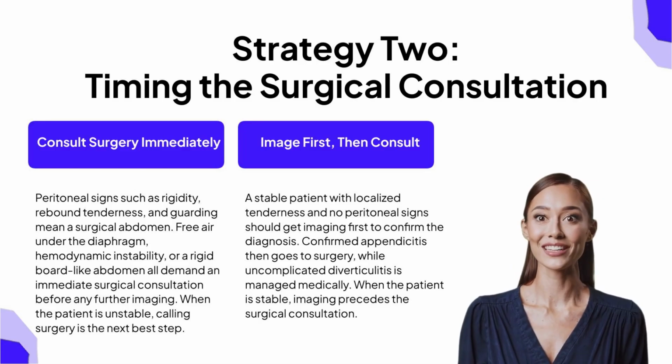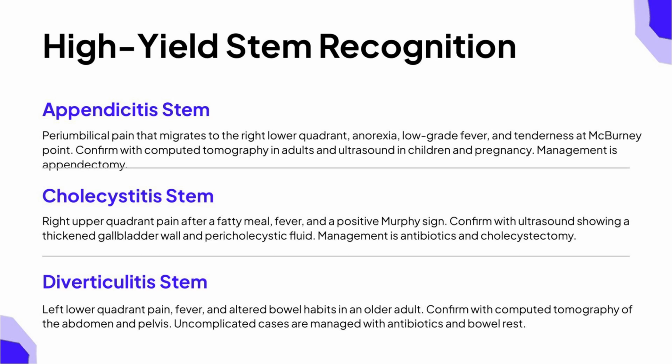Image first, then consult when the patient is stable with localized tenderness and no peritoneal signs. In that case, confirm the diagnosis with imaging before involving surgery. The key is reading the stem for stability and peritoneal signs. Now let us go through high-yield stem recognition.